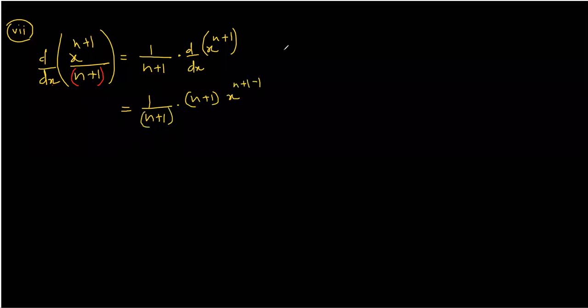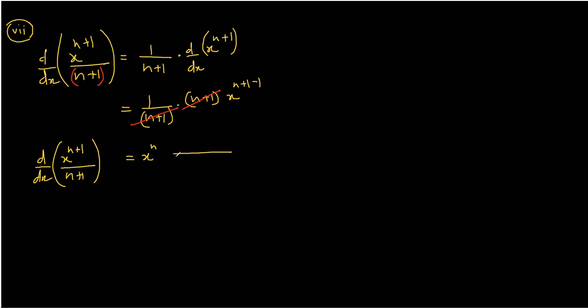Okay, the next step, you know very well what will happen. This n plus 1 will cancel, and here plus 1 minus 1 is 0, so you get x raised to n. So what you got? You got d by dx of x raised to n plus 1 upon n plus 1 is x raised to n.